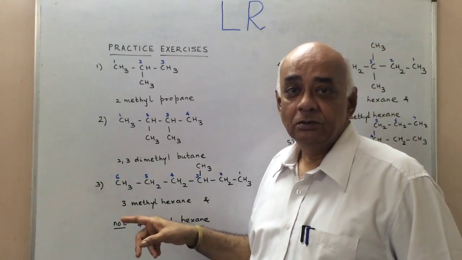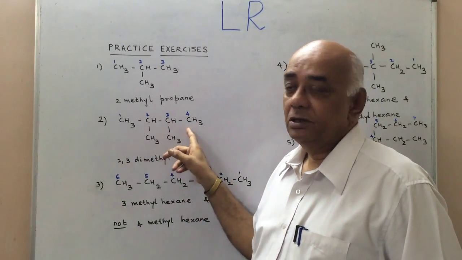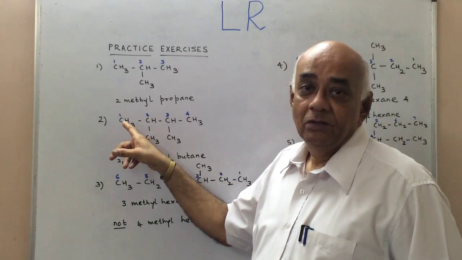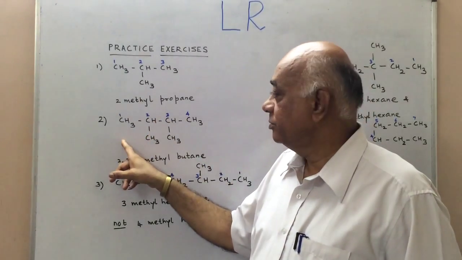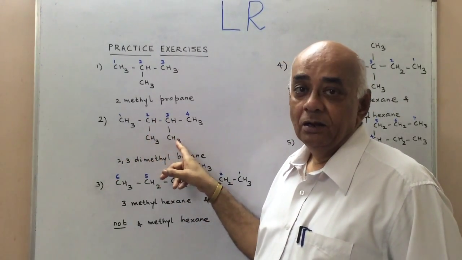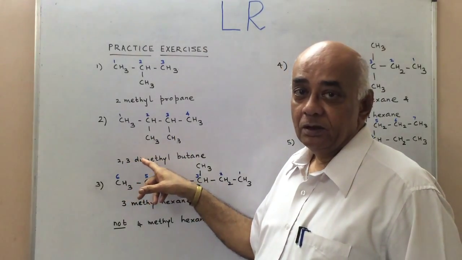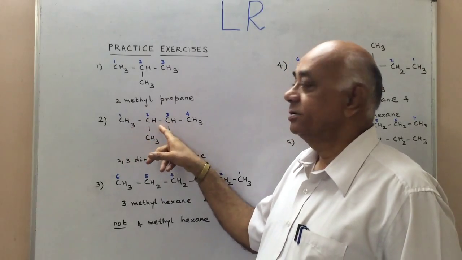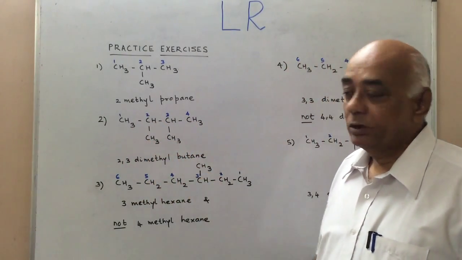The second structure is also a symmetrical structure in the sense that whether we number this from left to right or right to left, the two methyls would give a 2,3 dimethyl, the parent carbon skeleton being butane, therefore 2,3 dimethyl butane.